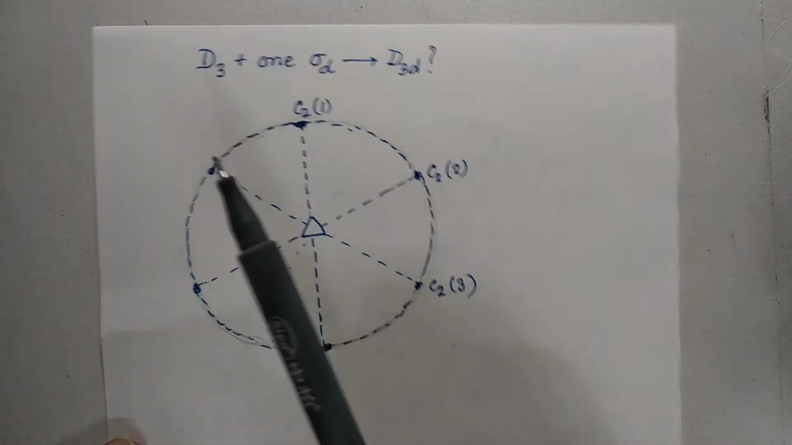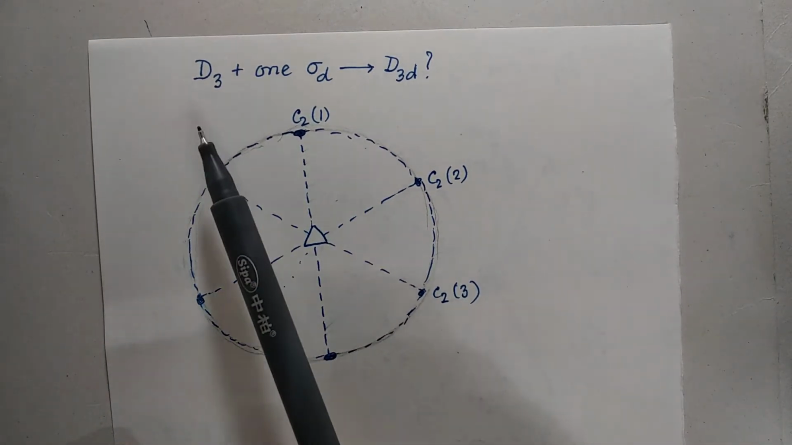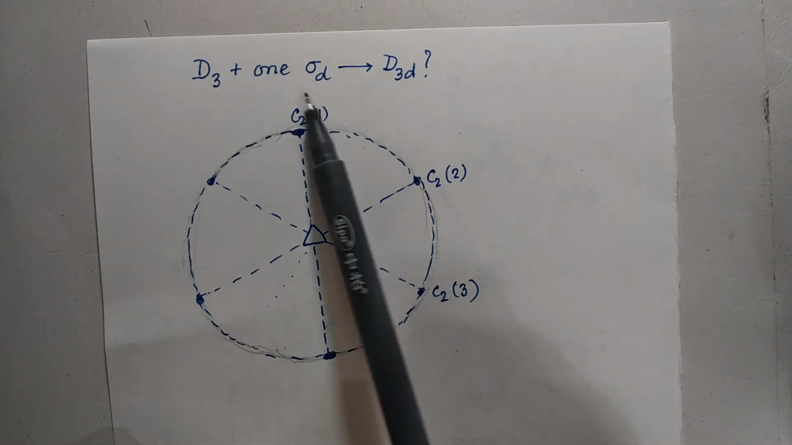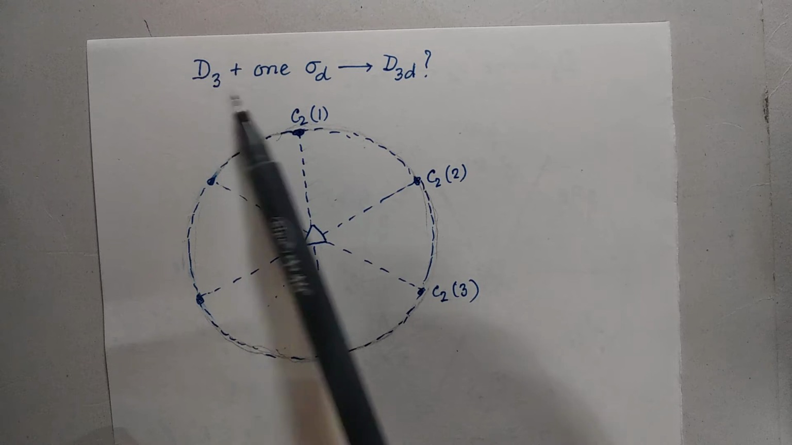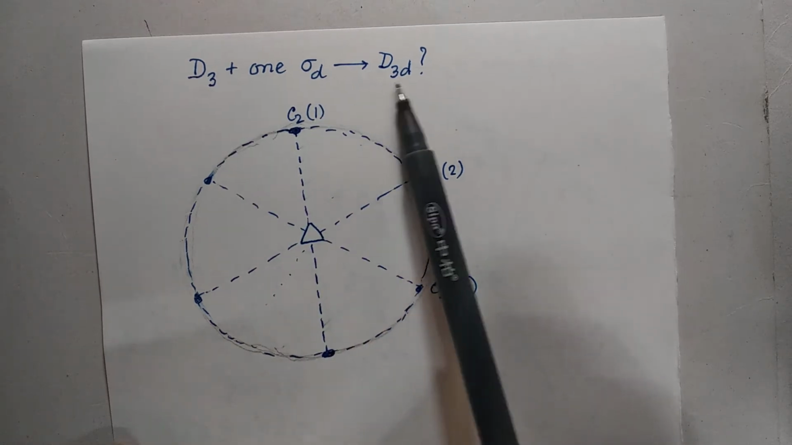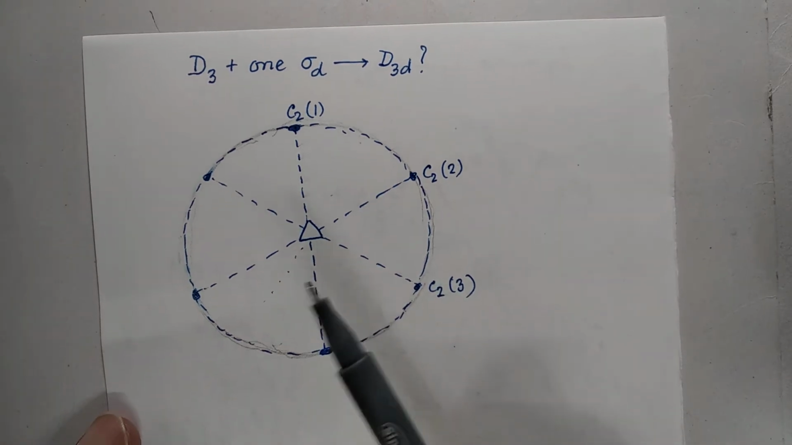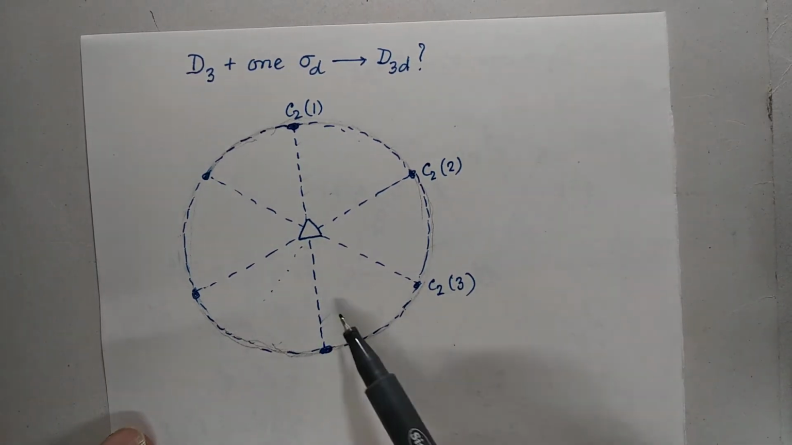In this video, I will show that addition of just one dihedral plane to the point group D3 generates the entire D3d point group. This is the diagram for D3 point group.